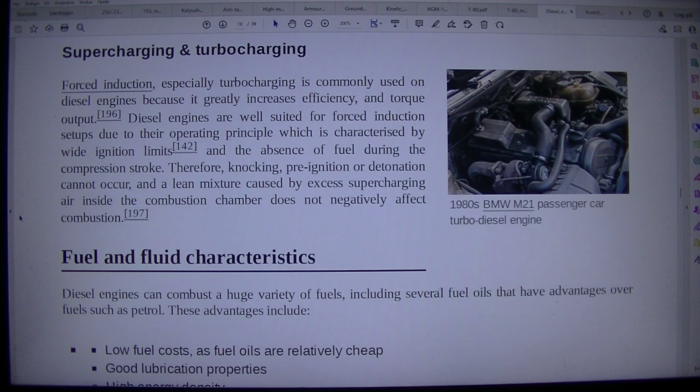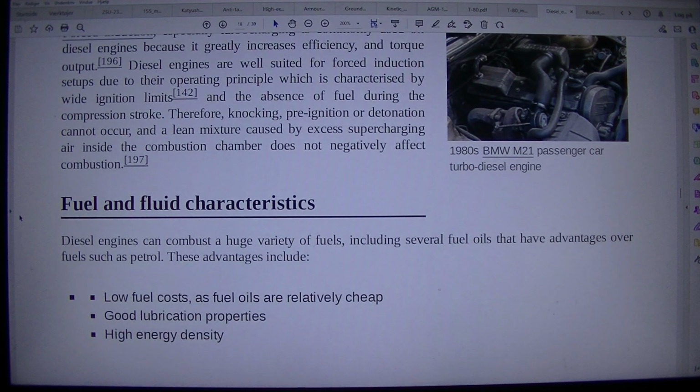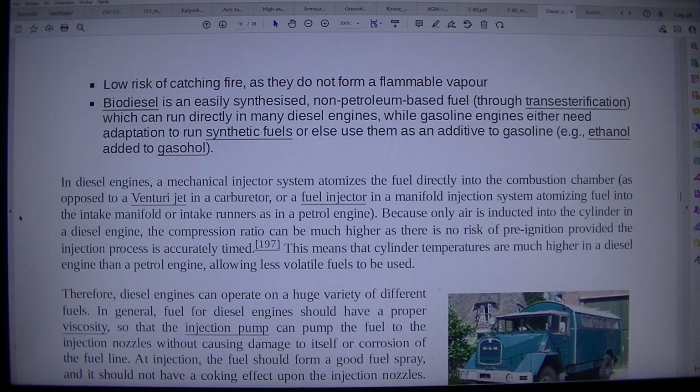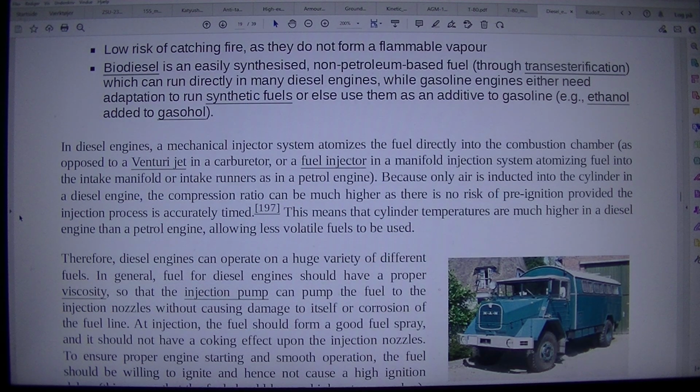197. Fuel and fluid characteristics. Diesel engines can combust a huge variety of fuels, including several fuel oils that have advantages over fuels such as petrol. These advantages include low fuel costs, as fuel oils are relatively cheap. Good lubrication properties. High energy density. Low risk of catching fire, as they do not form a flammable vapor.